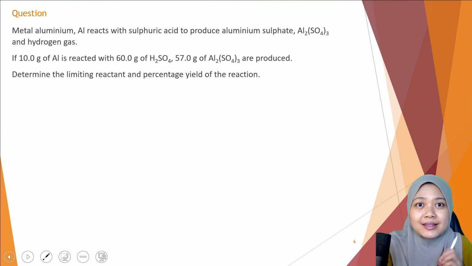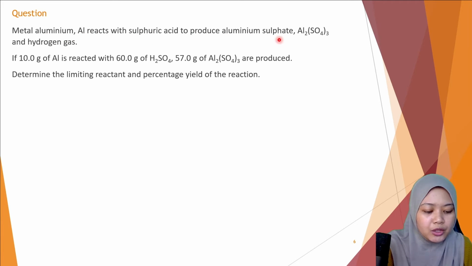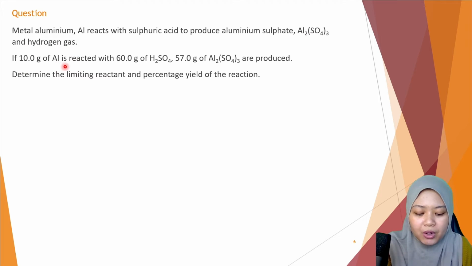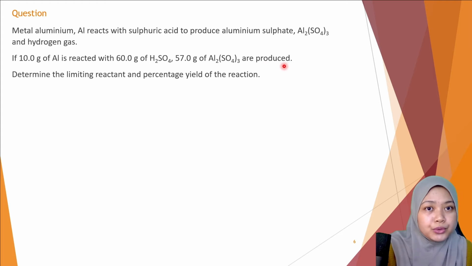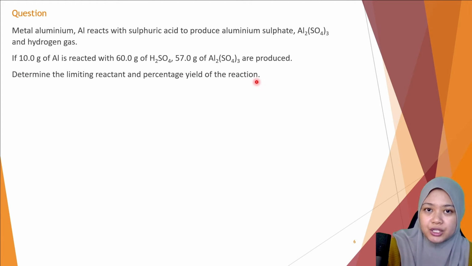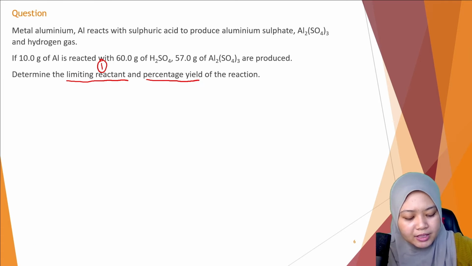Let's do this exercise together. Read the question first. Metal aluminium reacts with sulfuric acid to produce aluminium sulfate and hydrogen gas. If 10 gram of aluminium is reacted with 60 gram of sulfuric acid, 57 gram of aluminium sulfate are produced. Determine the limiting reactant and percentage yield of the reaction. There are 2 things that the question asks: limiting reactant and percentage yield.